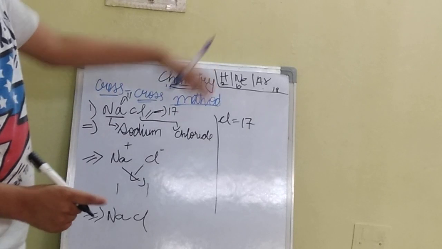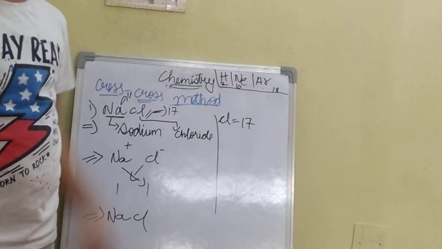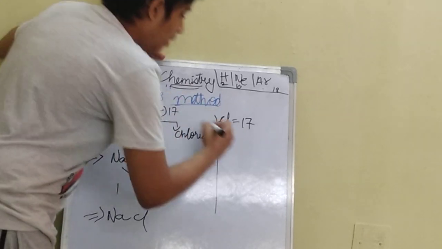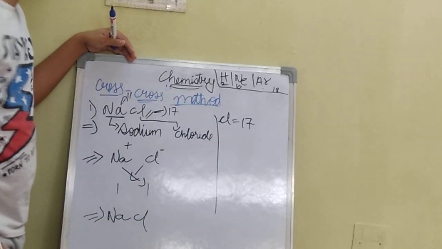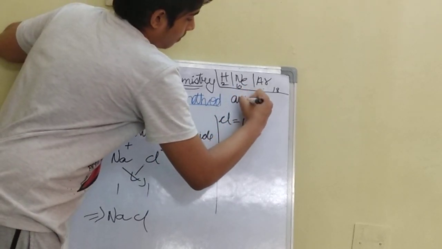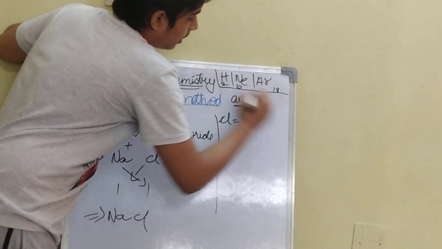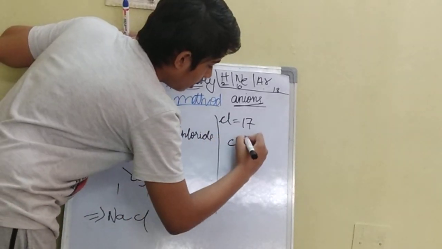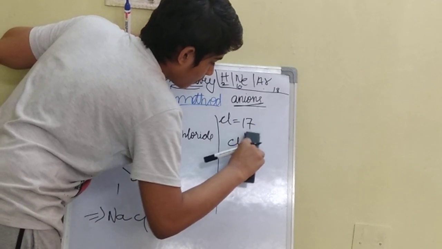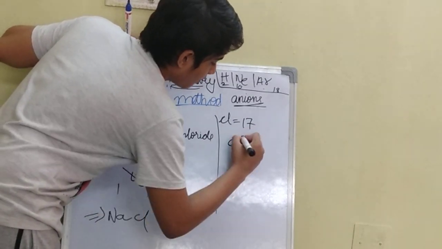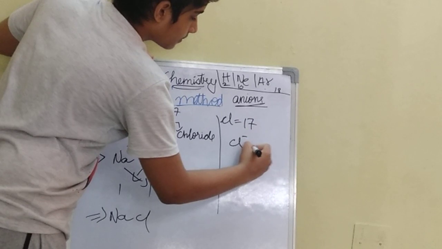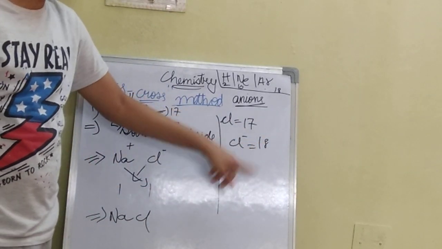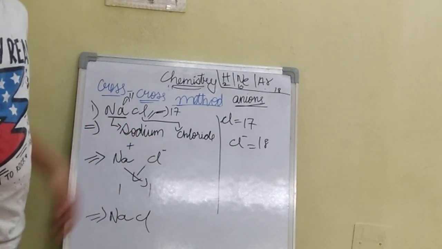To make it stable, which is near? Argon is near. To gain one electron, what should we do? They are nothing but anions. Gain of electrons are called anions. Means Cl minus. Then we will get 18. Now is it stable? Yes, it is stable. So here also we will keep minus.